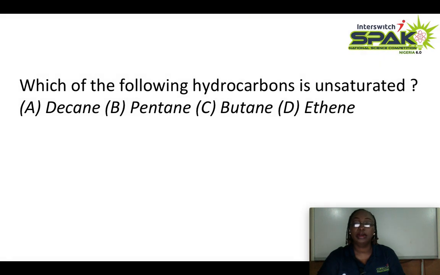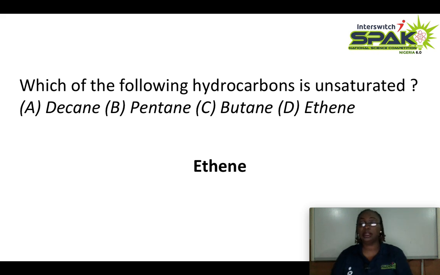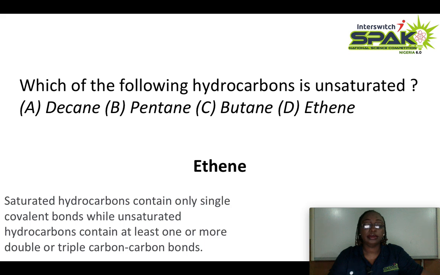Which of the following hydrocarbons is unsaturated? From the options, we have our answer to be ethane. Ethane is unsaturated. All other compounds there are saturated. Saturated hydrocarbons contain only single covalent bonds, while unsaturated hydrocarbons contain at least one or more double or triple carbon-carbon bonds.